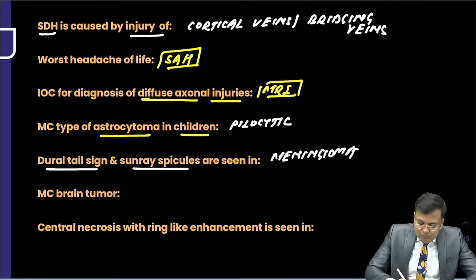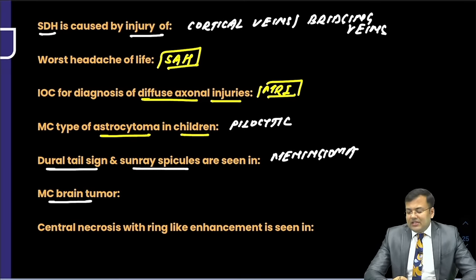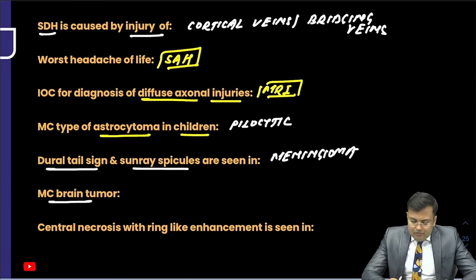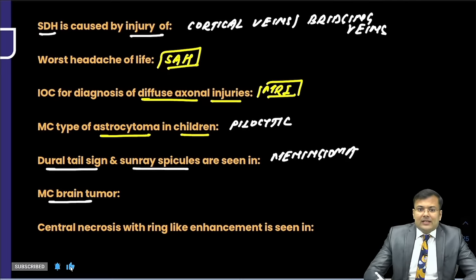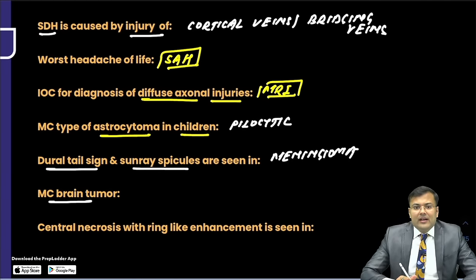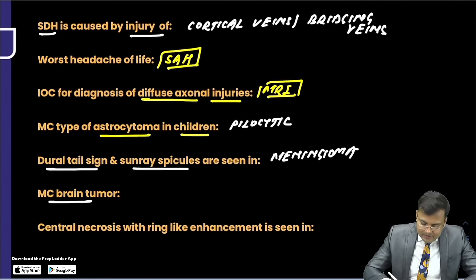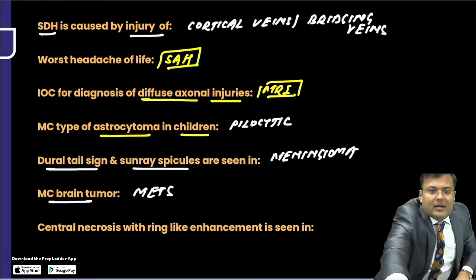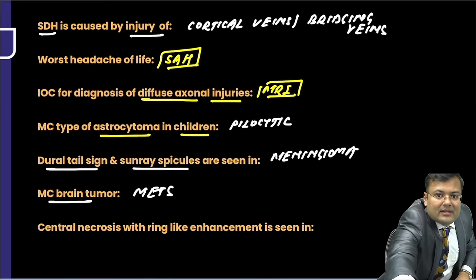Most common brain tumor. Easiest question. Let me see who is going to reply. Metastasis. Yes, all of you are correct. It is metastasis. Very good, guys.